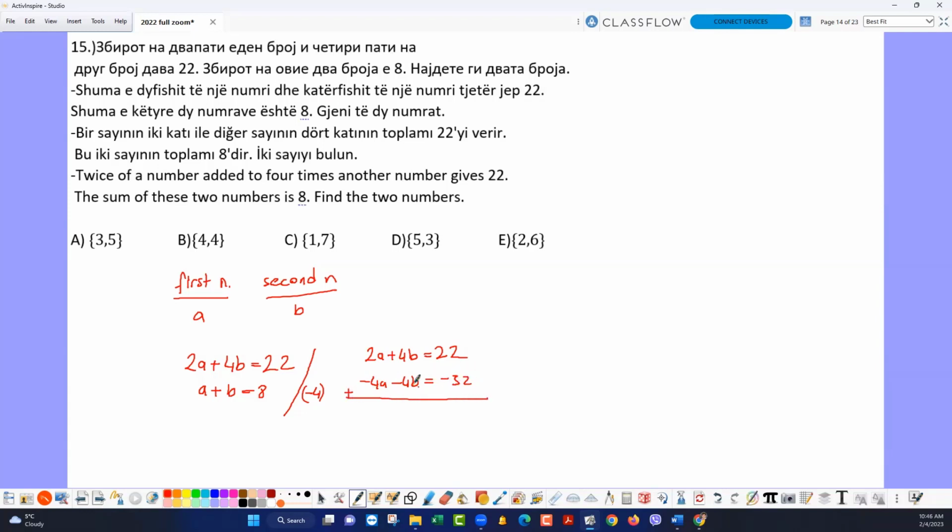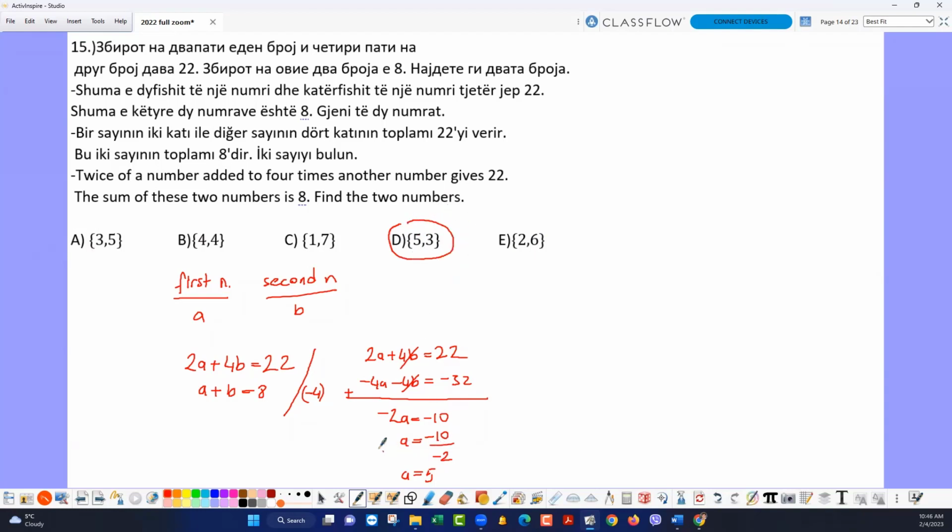Now, as I explained from the beginning, 2a and minus 4a is going to be minus 2a when you add them. 4b and minus 4b cancel, you simplify. 22 minus 32 is equal to minus 10, which means a is equal to minus 10 over minus 2, a is equal to 5. So the first number should be 5. And as you see, when you check the options, the first number is 5 only in D. So the answer is going to be D.